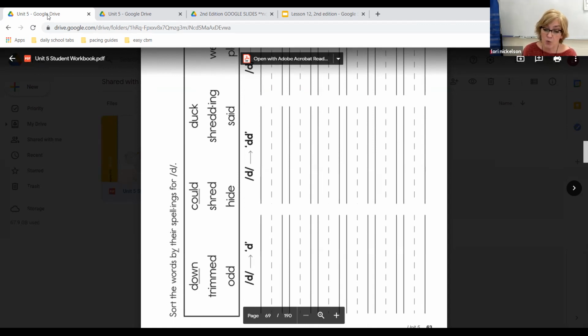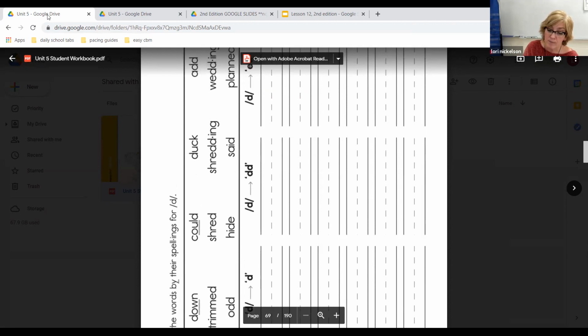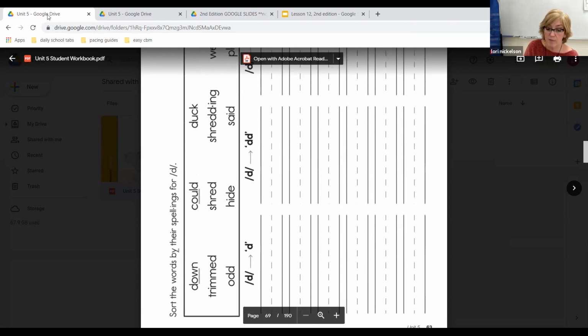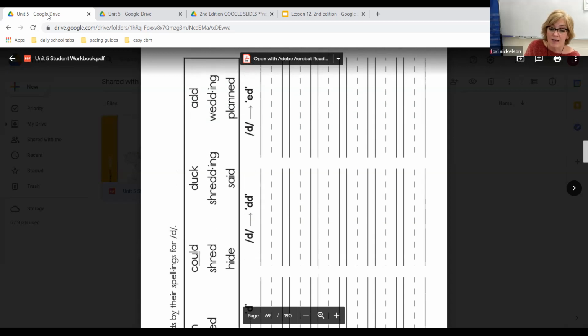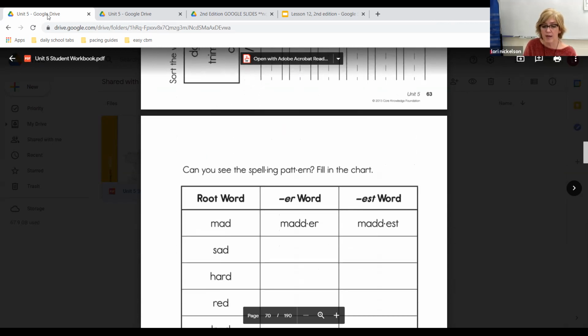Then we've got the word trimmed. It ends with ED, so it's going to go all the way over here under the ED marker. Then we've got the word odd. It's got two Ds, so guess where it's going to go? Under the two Ds. Great job. So that means you have nine words that you have to put somewhere now, okay? So make sure you do that.